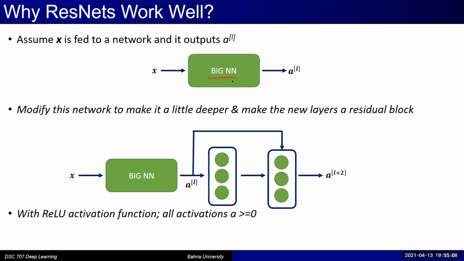So you see, suppose this is some big neural network with say 10 layers or 15 layers, which has this input X and it is giving this activation as an output, right? Now to this network, we add 2 more layers, layer L plus 1 and L plus 2. And we also add this skip connection, okay? And all of these layers are using the ReLU activation function. So after application of ReLU, there are no negative values. Just keep in mind that all the activations are either 0 or positive, right? We don't have any negative values in activation because we are applying the ReLU activation function.